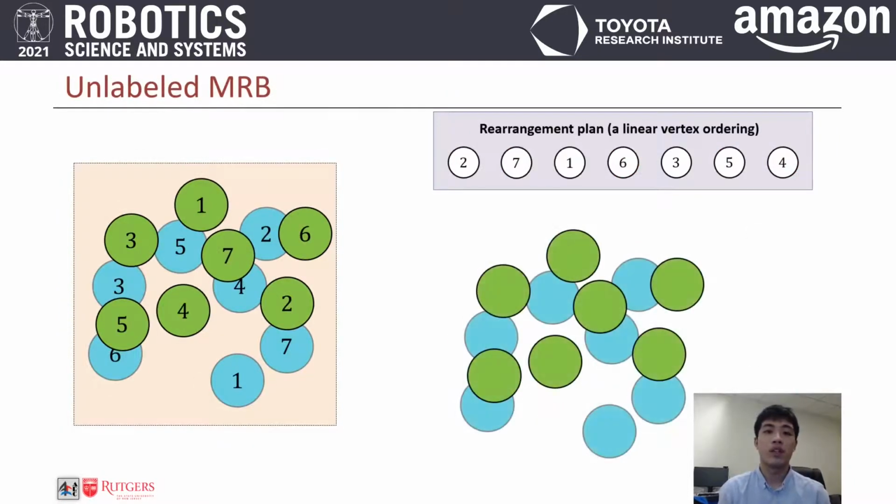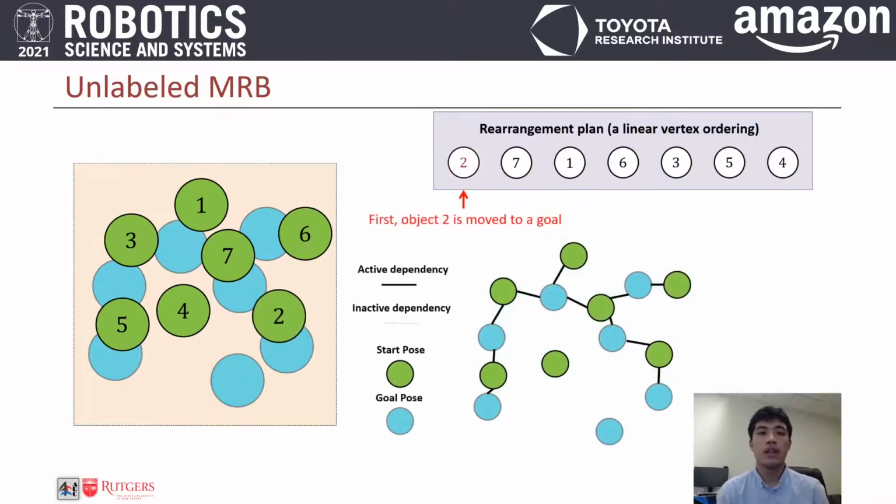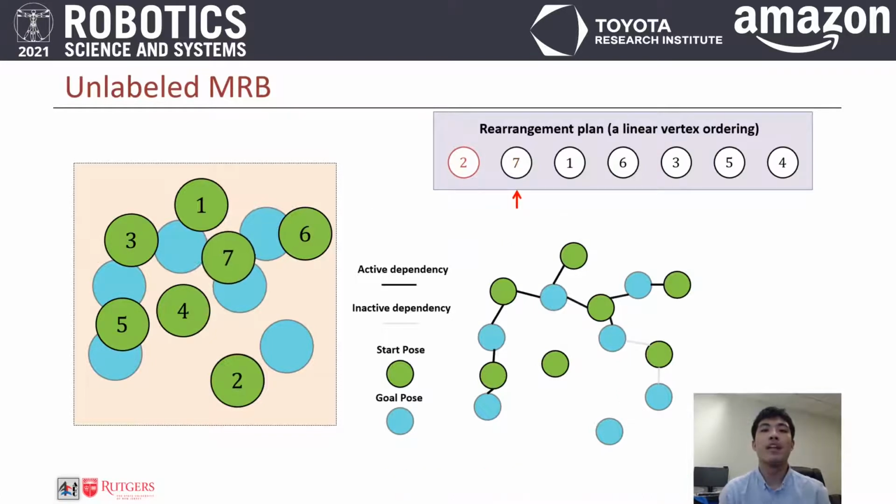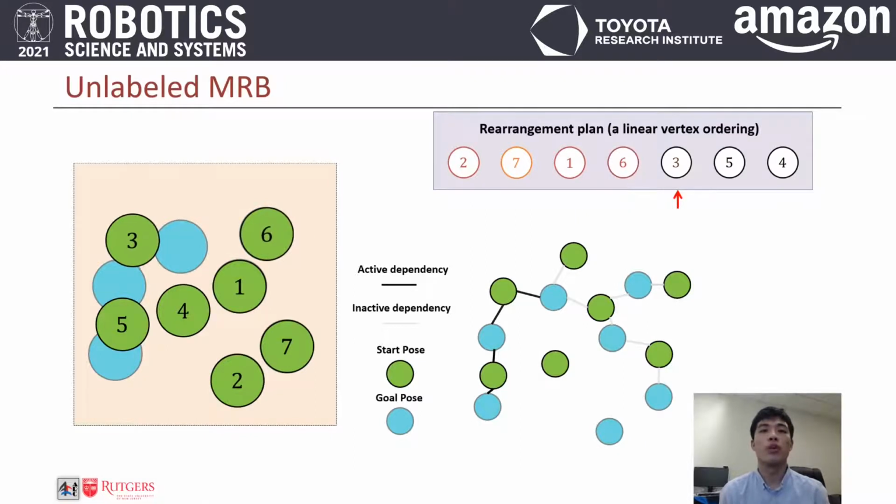For the unlabeled case, the goal positions are interchangeable. In this case, the dependency graph is a bipartite undirected graph. Like the labeled case, the rearrangement plans can be represented by a linear ordering of the start vertices. An object from the start pose will move to the buffer only when there's no available goal pose.